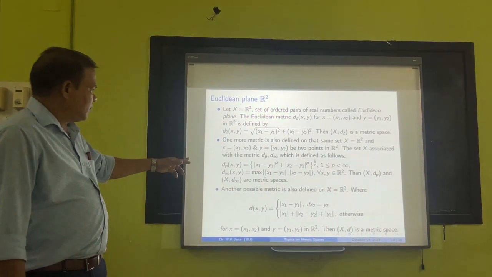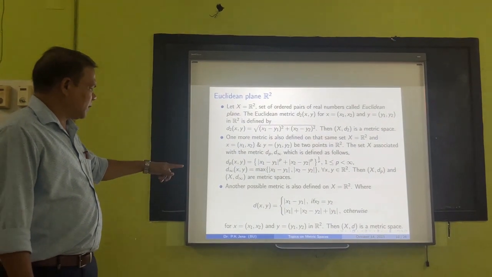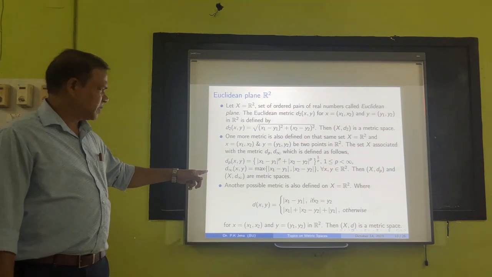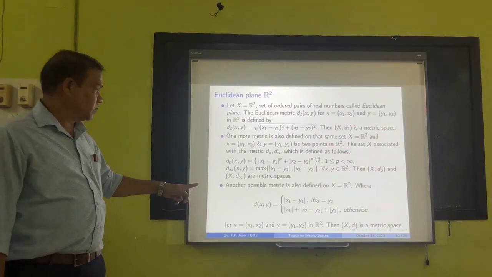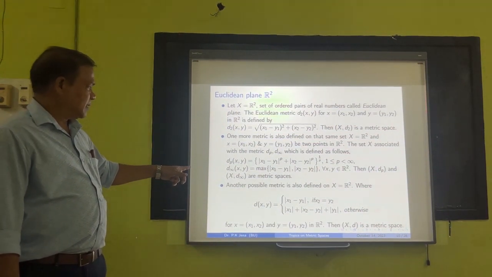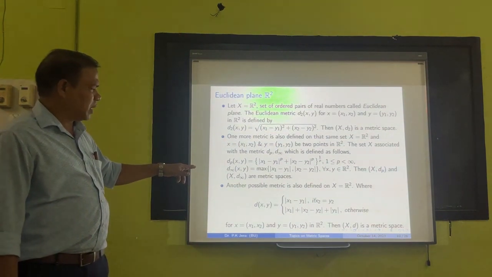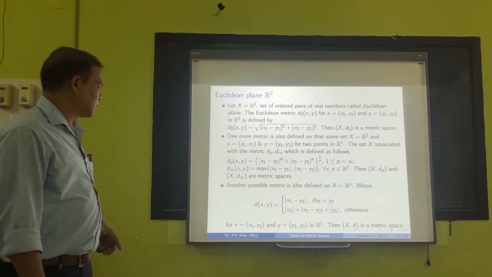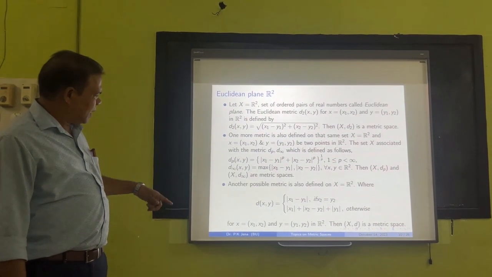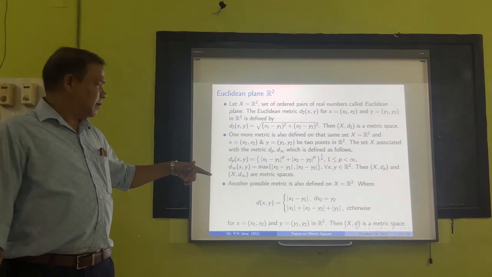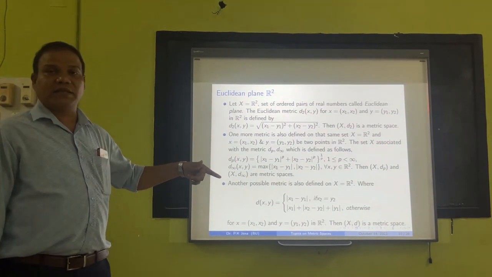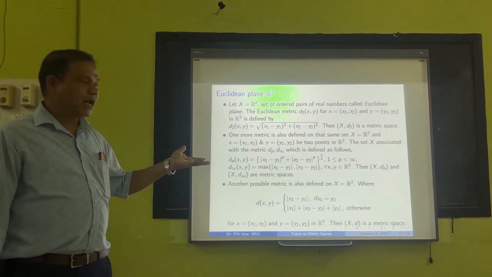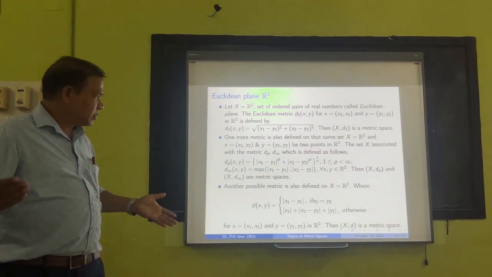Similarly, another possible metric on R square is d of (x, y) equal to modulus of x1 minus y1 if x2 is the same as y2. Otherwise, it has the value modulus of x1 plus modulus of x2 minus y2 plus modulus of y1. The non-empty set X, meaning R square, together with this definition of the metric d, we are telling it as a metric space.